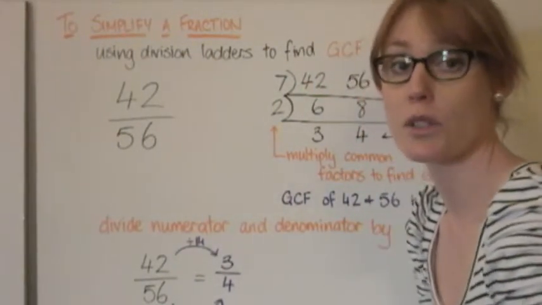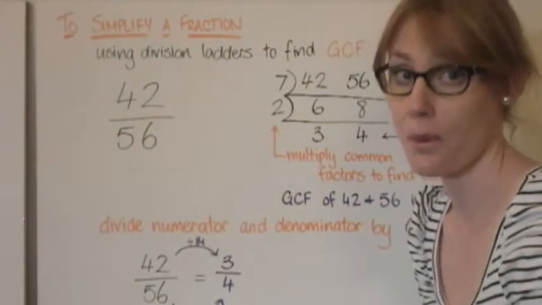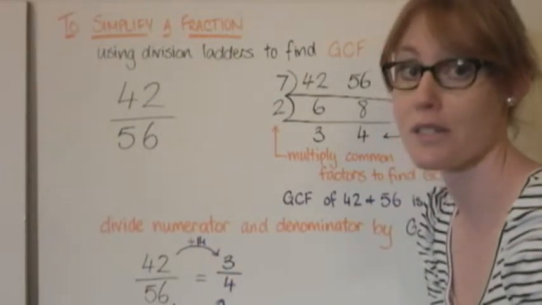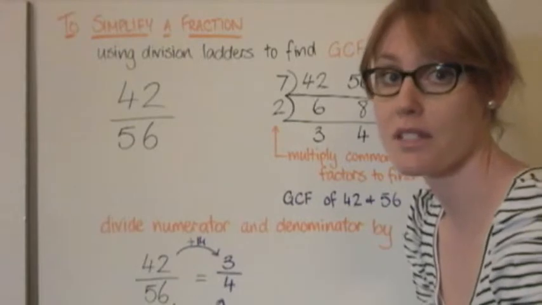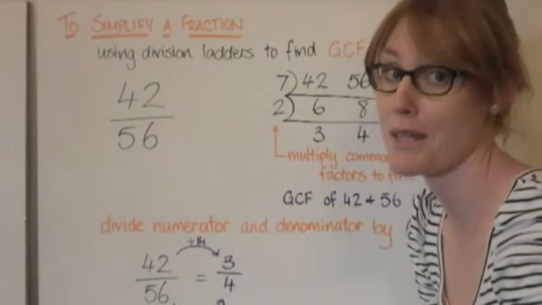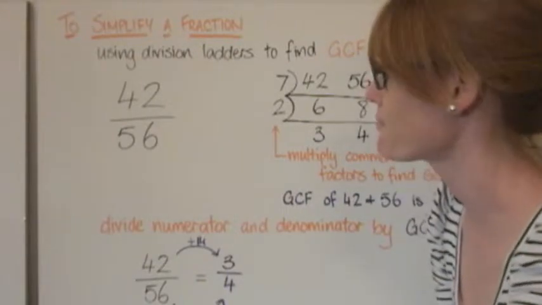So as I mentioned, you can also use a number of other ways to find the greatest common factor of two numbers. We've just seen how to use listing the factors, and here I'm going to demonstrate how to use a division ladder to find the greatest common factor of two numbers, which will help us simplify a fraction.